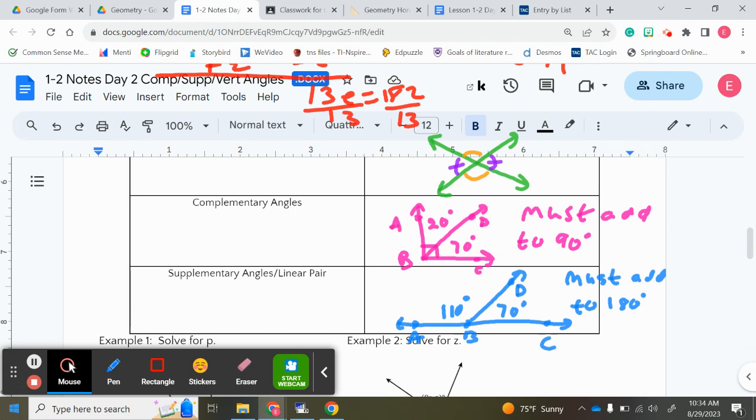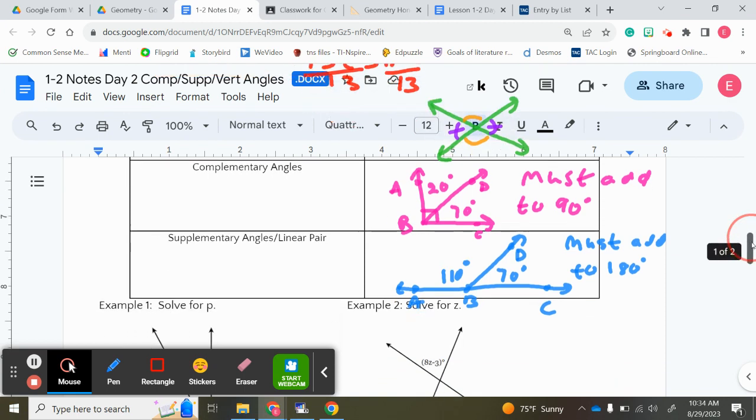Questions on that? All right, let's take a look at this next example.